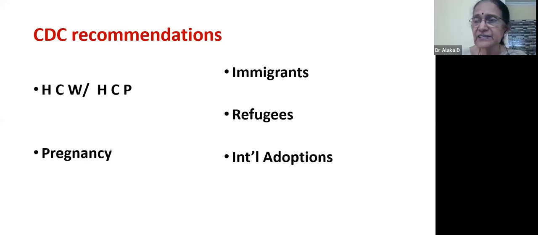CDC also recommends vaccinations for immigrants coming from different countries. And in India, there are many illegal immigrants coming from neighboring countries. We don't know what their status of immunization is. So all these immigrants should be immunized. Otherwise, they will go on spreading these infectious diseases. The same thing is true about refugees. And one more condition, international adoptions. Most of the people, the Westerners, are adopting children from here. Naturally, they are immunized. If they are not, their countries will not accept them. They will first immunize them and then they will be accepted. So in the same way, we also have to develop guidelines for international adoptions.